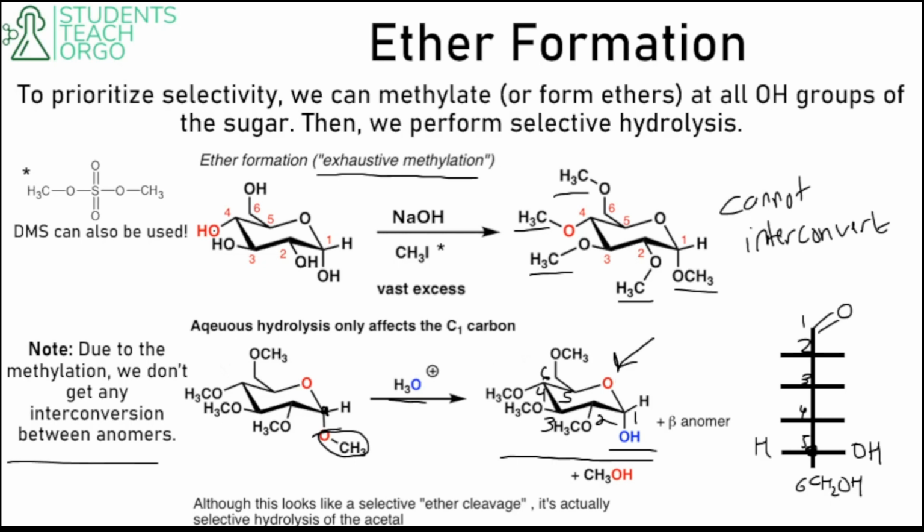So now just drawing the Fischer projection together. It's a little hard to tell, but this is going to be down. Carbon 3, it's going to be up. Carbon 4, it's going to be down. Notice how everything here is an OCH3. This should also be an OCH3. Everything here is an OCH3 except this and except the aldehyde. Please keep that in mind.